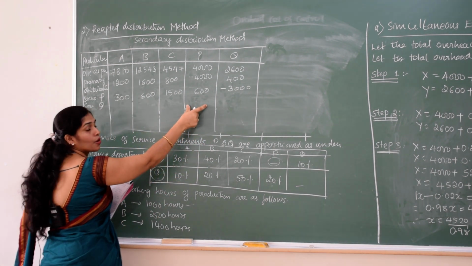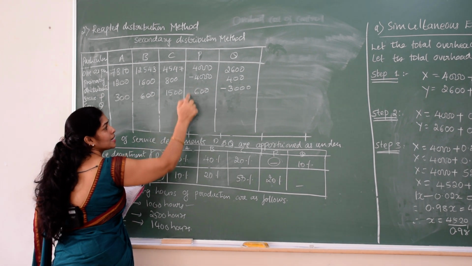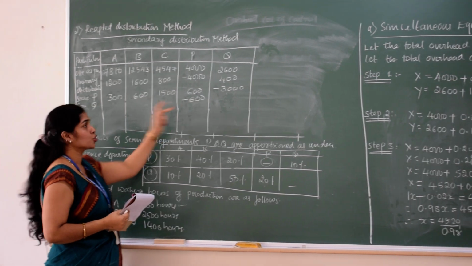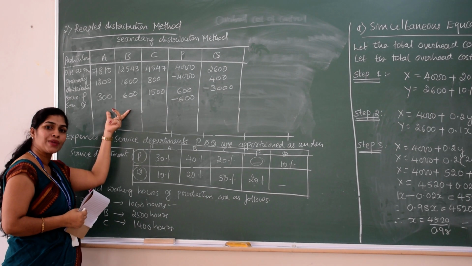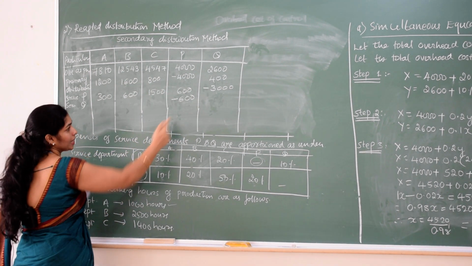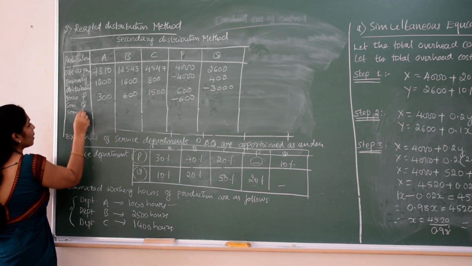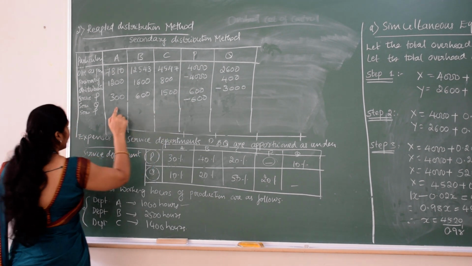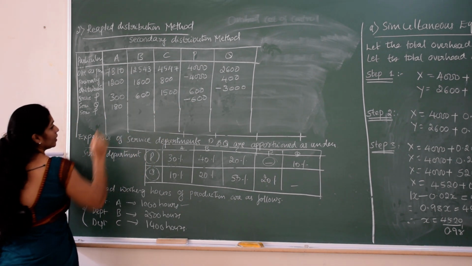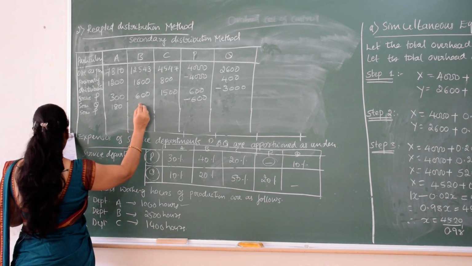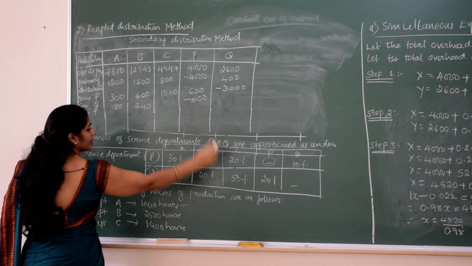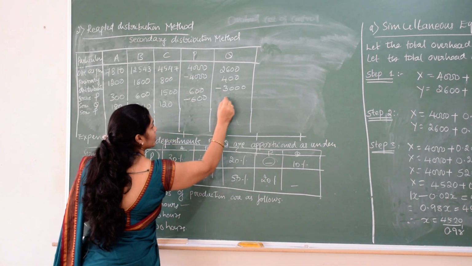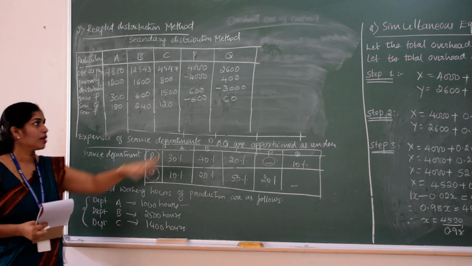Now begin again with service department P. How much is the value? 600. Again you have to write 600. These 600 have been distributed to all three production departments as well as the other service department as per the given percentage. Service department P: 600 into 30% is 180, 600 into 40% is 240, 600 into 20% is 120, and 600 into 10% is 60. So now the value of P is nil.